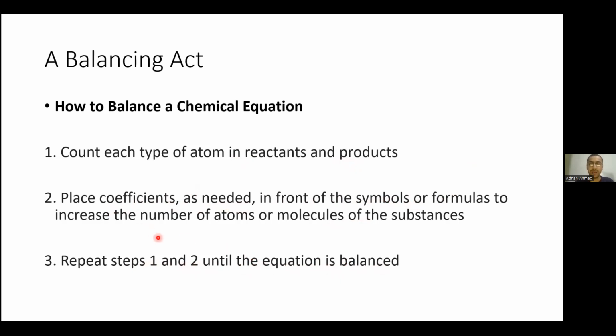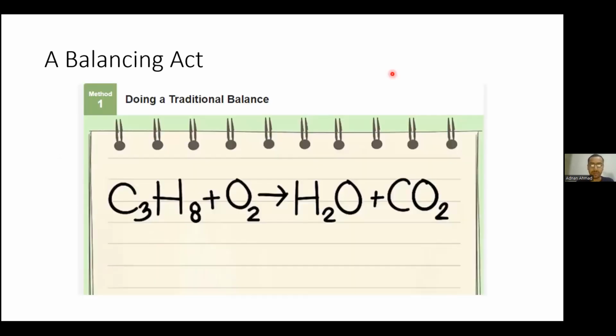So it is a trial and error method. Most of the time you will not be able to solve it in just one step. You will try, and then the number of other atoms will change, and then you will have to try again, and eventually you will reach a balanced chemical equation. The number of atoms will be balanced on the left-hand side and on the right-hand side. So this is a very important equation.